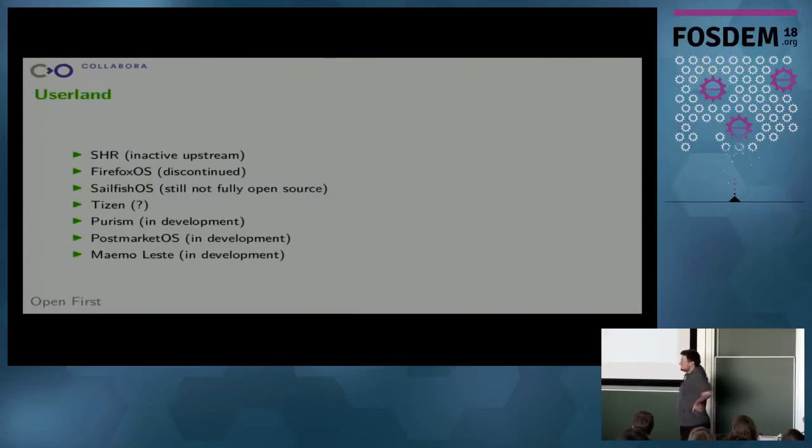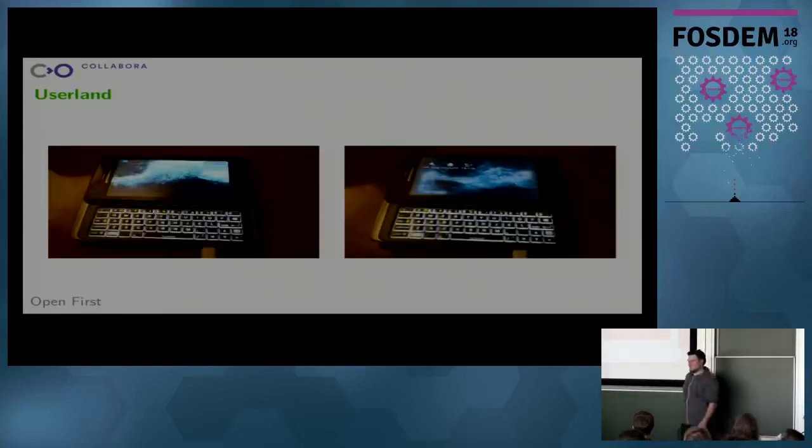We have Sailfish OS, which is not yet fully open source. We have Tizen. To be honest, I have no clue what the current state of Tizen is. And then we have Purism, but they are not yet finished with their development. We have Postmarket OS. It's also currently in development. They are sending me questions from time to time on how to support the Droid 4 or the Nokia stuff. And we have Maemo Leste. They apparently sent me a nice screenshot of their current state on the Droid 4. So some people may remember Maemo from the N900, which is like 8 years old now. And here it's still living.